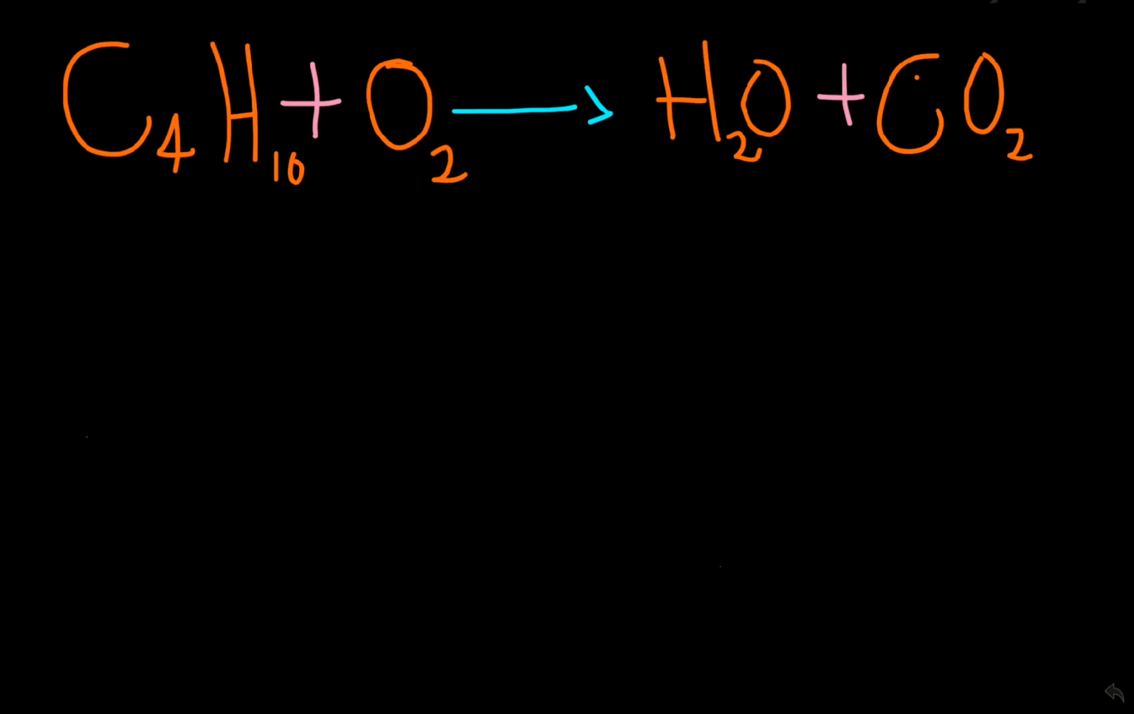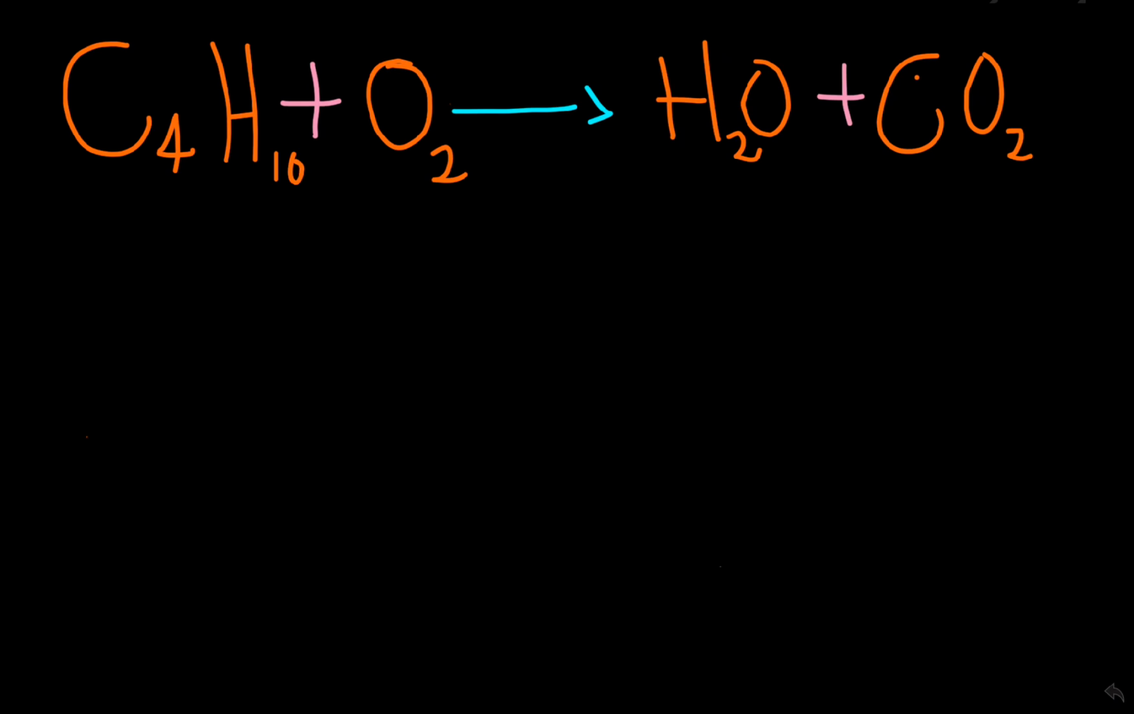Welcome to this concept video on balancing of chemical equations. So we're given C4H10 plus O2 on the reactant side, giving us H2O plus CO. How do we go about balancing this equation?